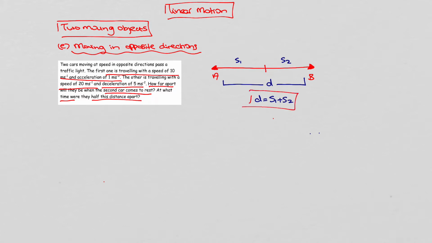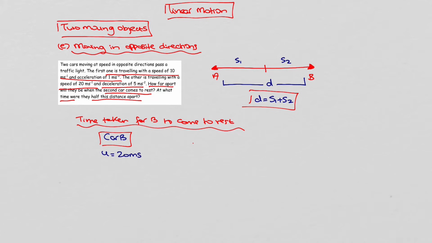So we need to know at what time does the second car come to rest, and then we can work out S1 and S2. So the time taken for B to come to rest. Well, what do we know about car B? Well, we know that its initial velocity is 20 metres per second. We know that the acceleration is negative because it's decelerating. It's coming to a stop. And the final velocity is 0 metres per second.